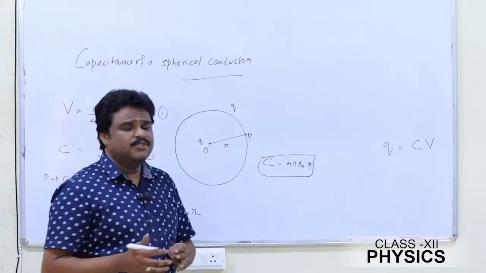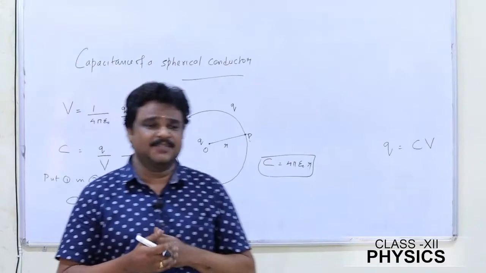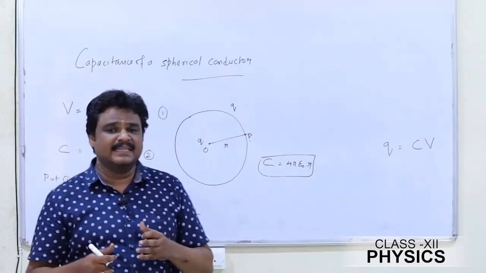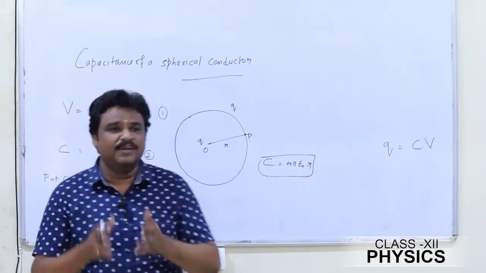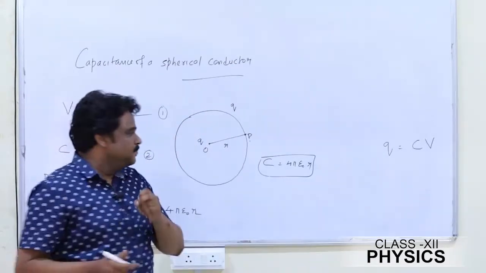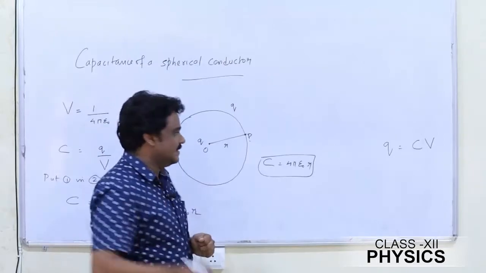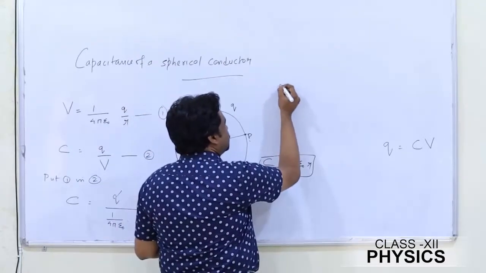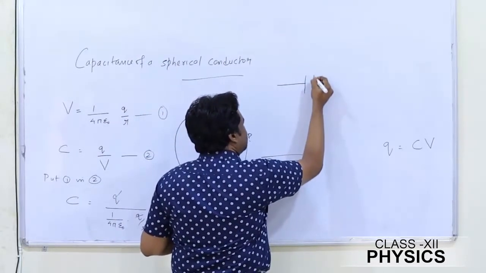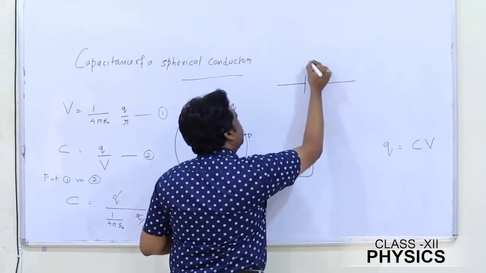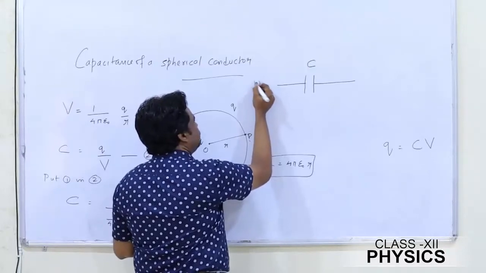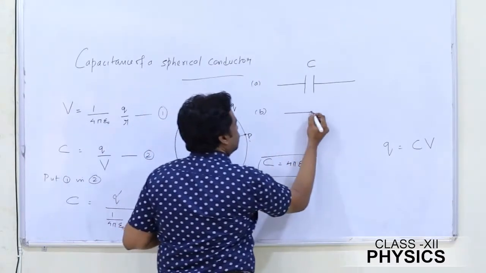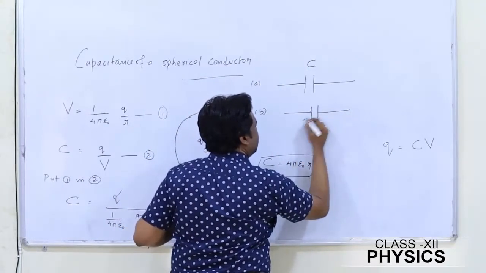Now, I am going to speak about the symbol of capacitors, because while dealing with electrical circuits, we are supposed to draw capacitors. We are going to draw capacitors as a circuit element. So, how to represent a capacitor? I am going to give you two denotations. Say, this is my first representation of the capacitor. I am going to mark it as C. C is the capacitance.